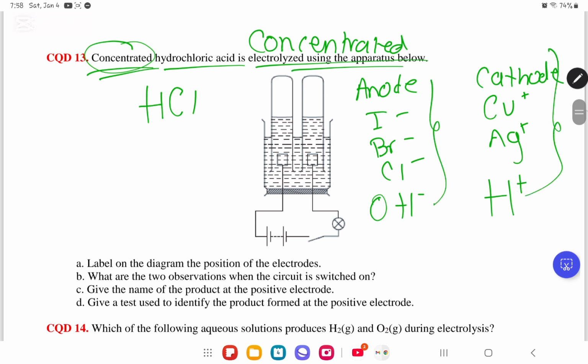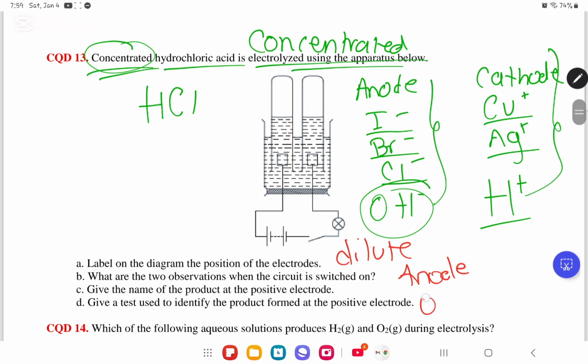So if you get anything else than I-, Br-, Cl-, then OH- is gonna form. If you get any other metal than Cu+ and Ag+, then H+ is gonna form instead of it. However, if we are talking about dilute, in dilute at the anode, the only thing that's gonna form is OH-, and at the cathode, the only thing that is gonna form is H+. That's pretty much it, okay?